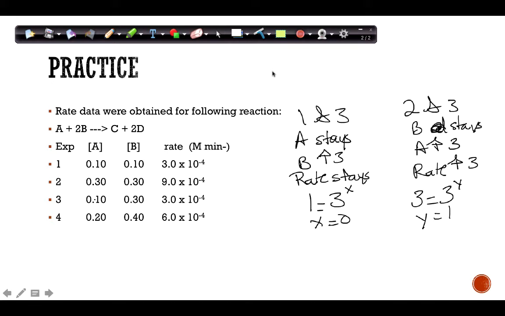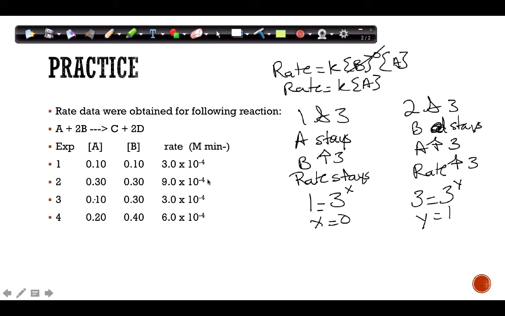Okay, so when I write my rate law, it should look like this. Rate is equal to k times B to the 0, and then A to the 1. And B needs to be taken out because it doesn't impact the rate. So really it's just rate is equal to k times A to the first.